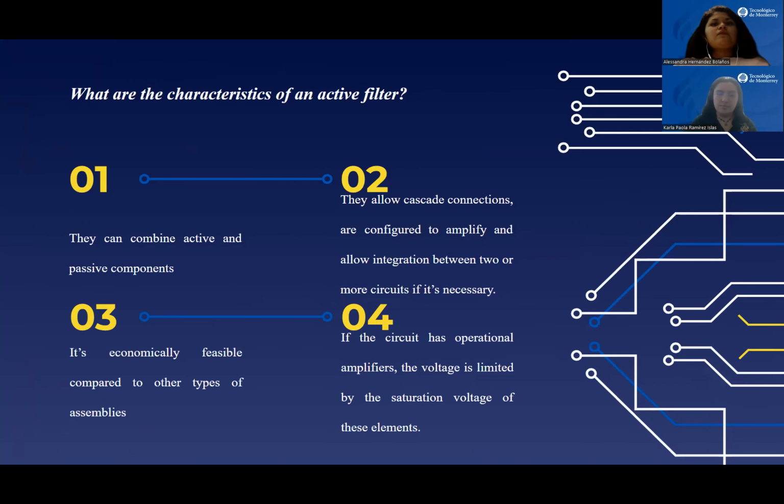In this slide, we only put some of the features, which are that they can combine active and passive components like resistors, capacitors, and inductors. They can allow cascade connections. It's economically feasible compared to other types of assemblies. And if the circuit has an operational amplifier, the voltage is limited by the saturation voltage of these elements.